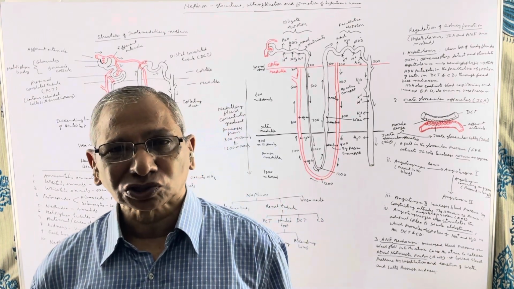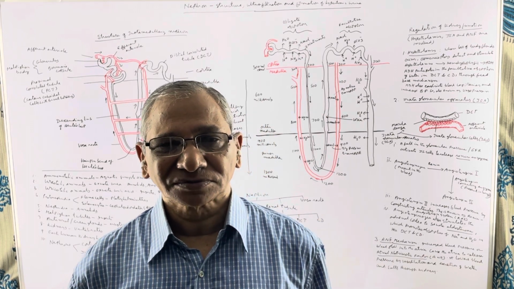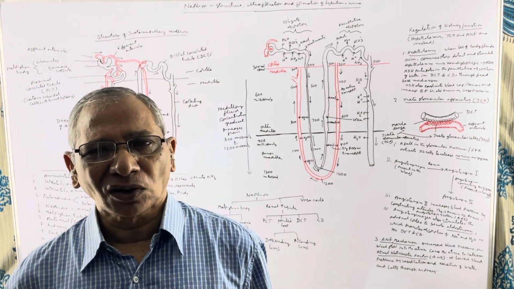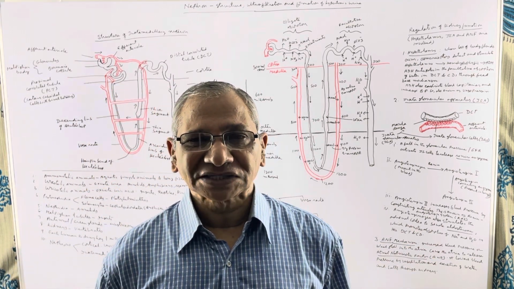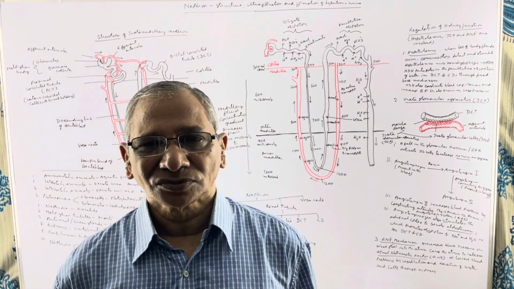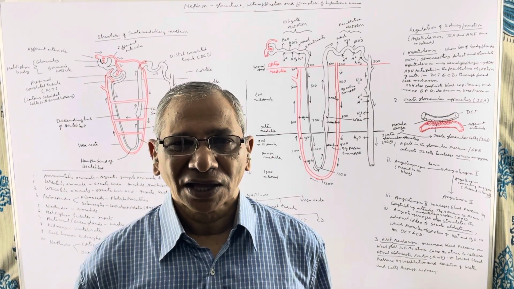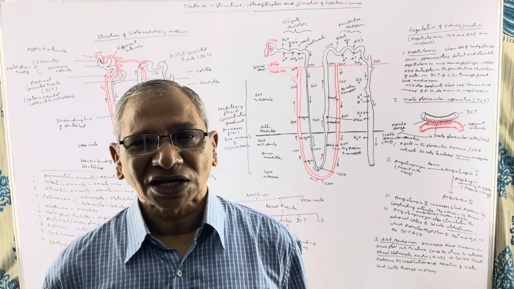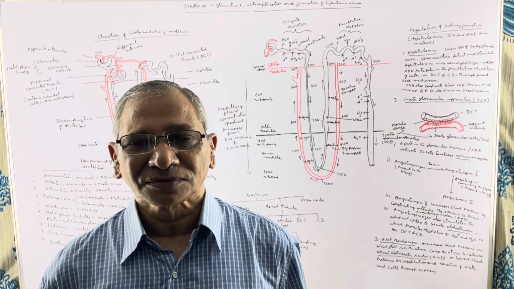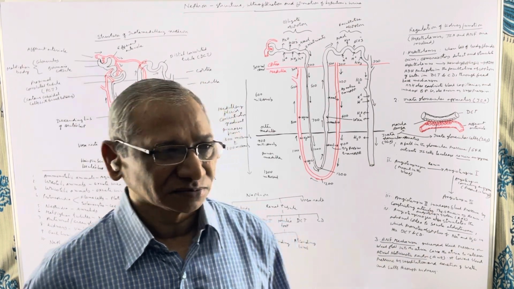Coming to the juxtamedullary nephrons, these are only 15%. They have a very long Henle's loop. Vasa recta is also highly developed. They alone are capable of producing hypertonic urine. So, cortical nephrons produce diluted urine and juxtamedullary nephrons produce hypertonic urine.